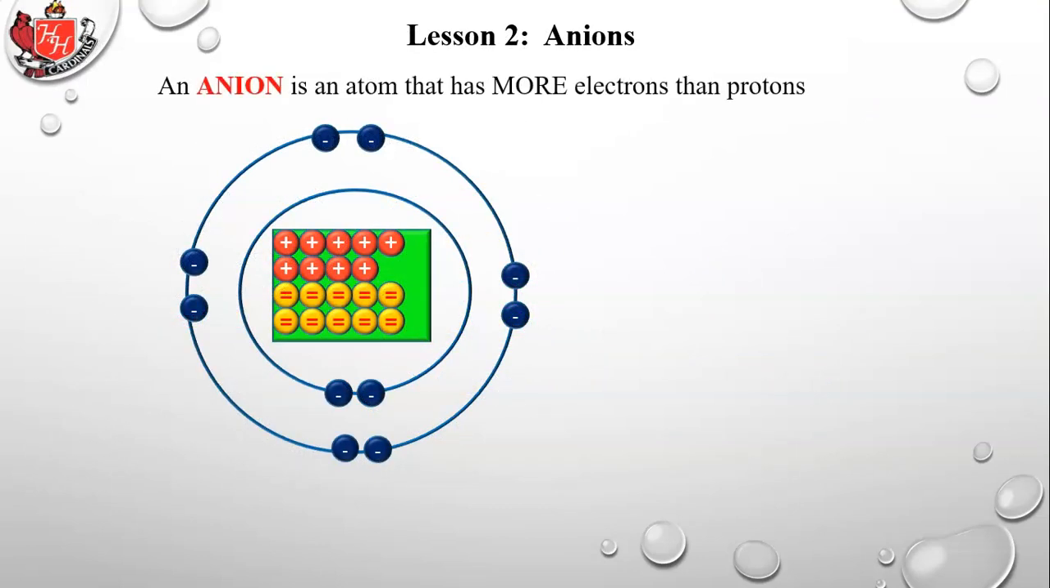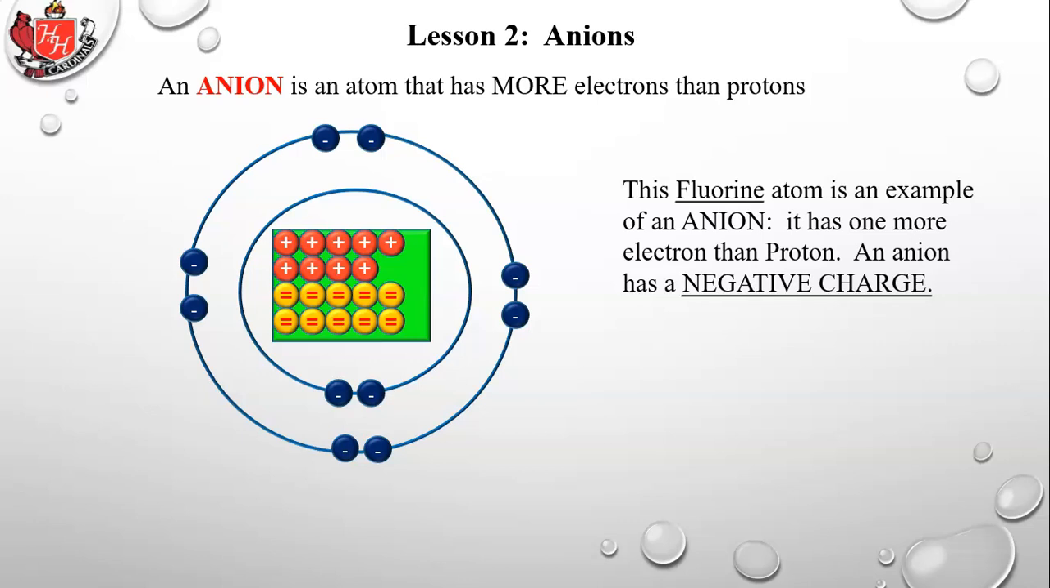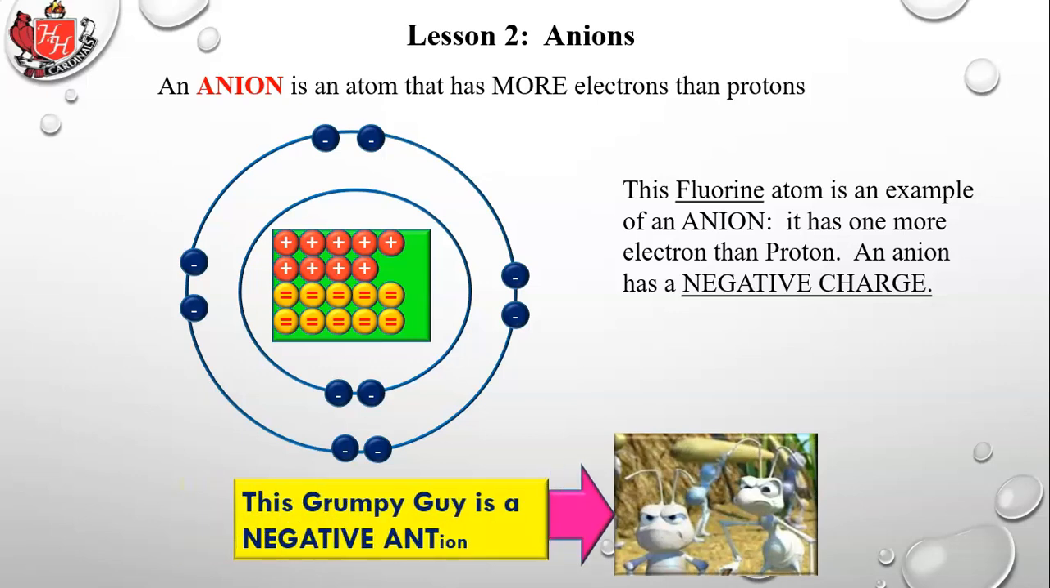Now, an ion can also have more electrons than protons, and that's called an anion. So an anion is an atom with more electrons than protons. So this fluorine atom is an example of an anion. It has 1 more electron than protons, so you can count the number of electrons, the negatives, and count the number of protons, the positive signs. An anion has a negative charge. So this grumpy guy is a negative ant. So just remember, negative ant, negative anion. They have a negative charge because they have more electrons than protons.